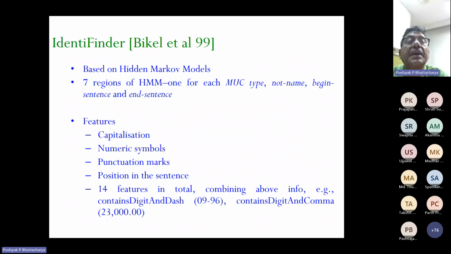Identifinder, Bikel et al. 1999. It is based on hidden Markov model, a very well-known named entity recognizer. And there were 7 regions of HMM, that is one for each mark type, not a name, begin sentence, end sentence, and mark type means timex, numex. Features are capitalization, numerical symbol, punctuation marks, position in the sentence. 14 features in total combining the above information. Contains digit and dash is a feature. Contains digit and comma is a feature for the word.